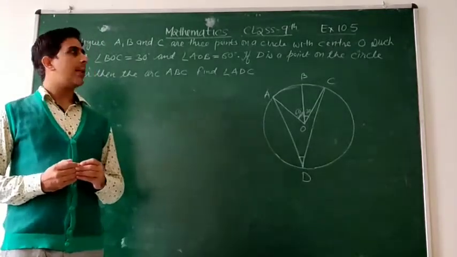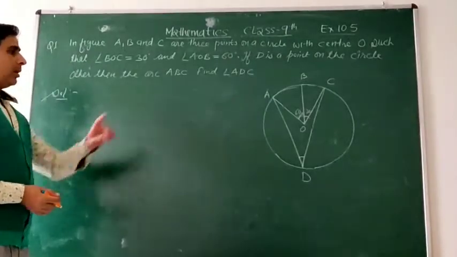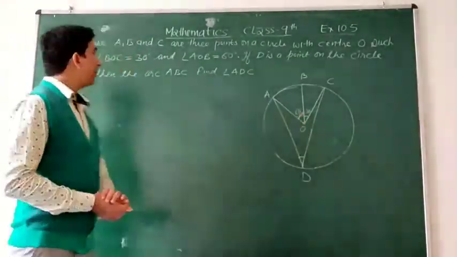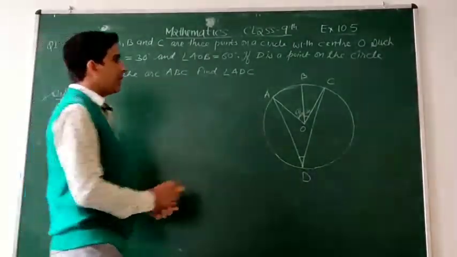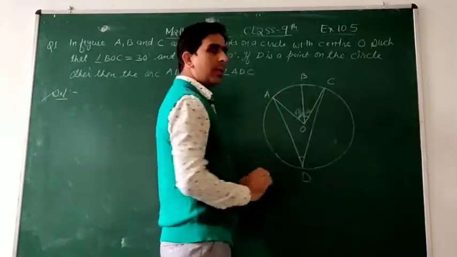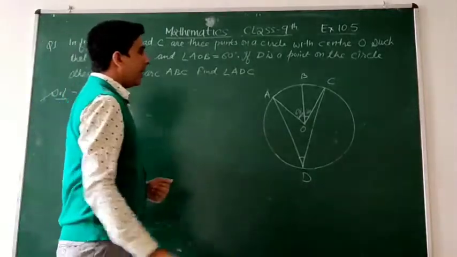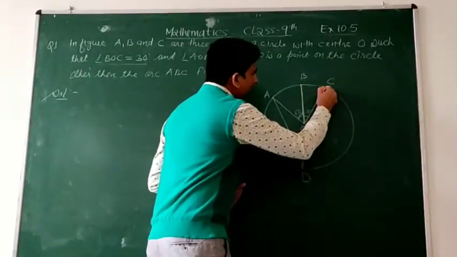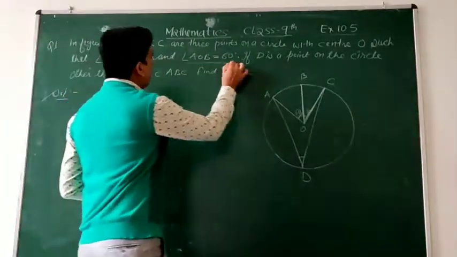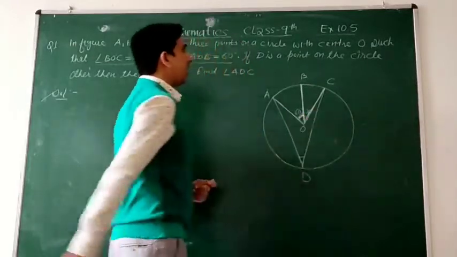The first sum of exercise 10.5: in the figure we have a circle with center O and radius r. A, B, C are 3 points on the circle, such that angle BOC is 30 degrees and angle AOB is 60 degrees.